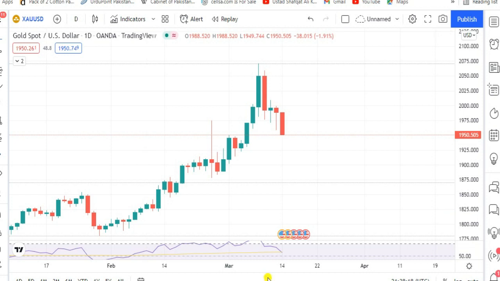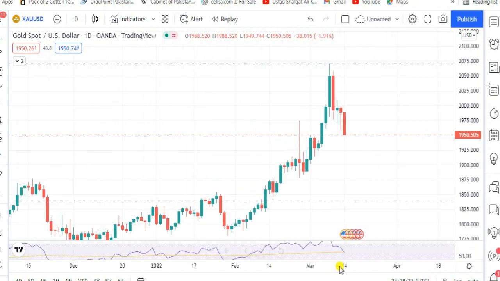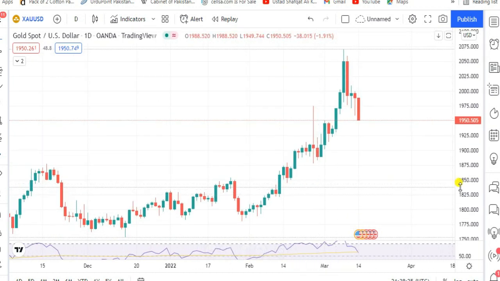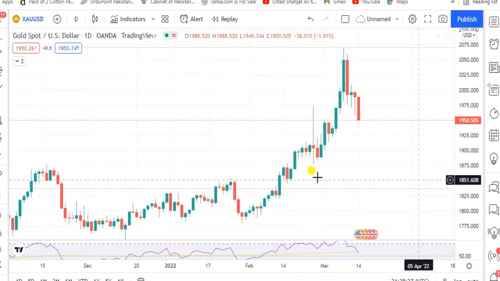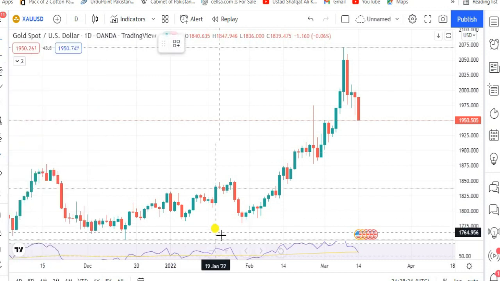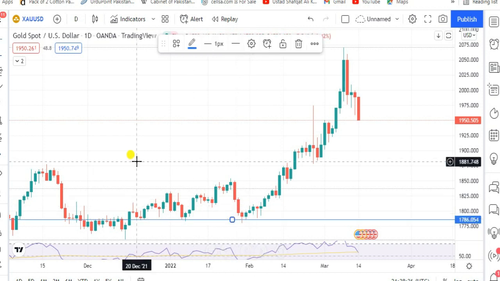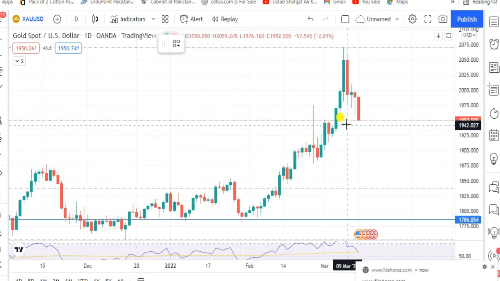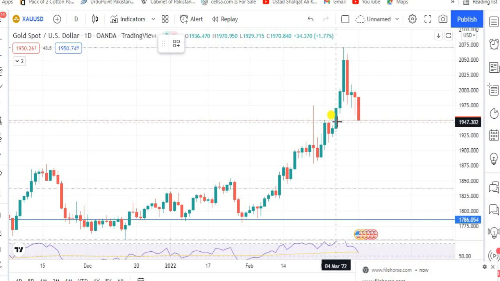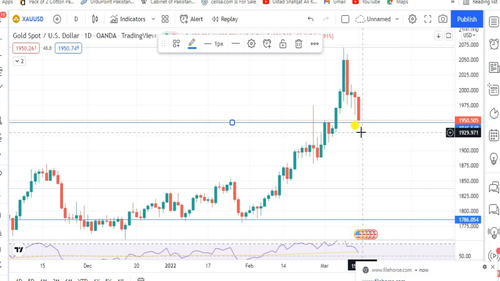First of all, I will draw some zones and areas with you guys, which will also help you. Look here at the supportive areas for gold. If you start from 1786 and the market starts falling down, right now the market is almost at a very crucial area, 1945 till 1950. This is a range from where the market can go upside.